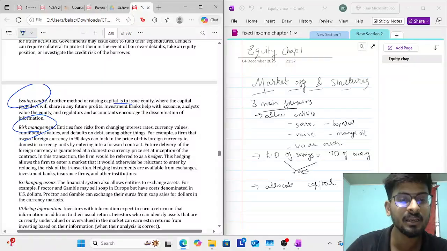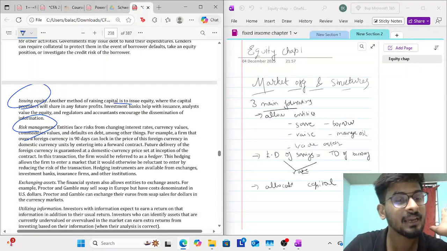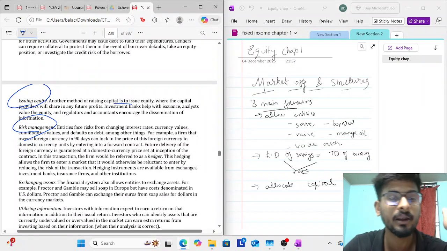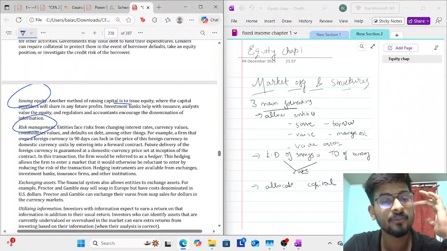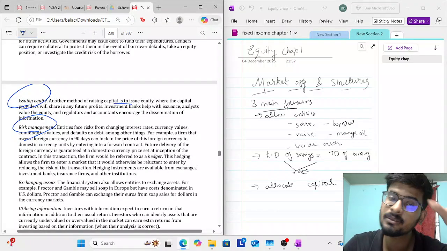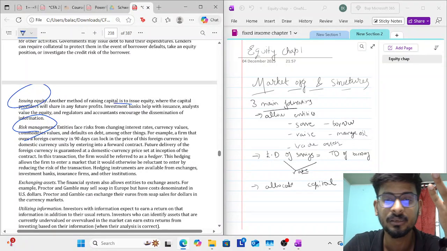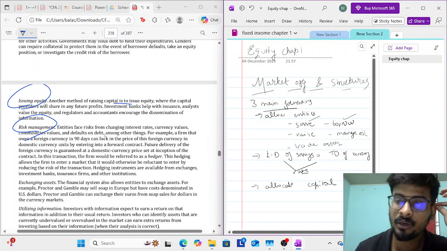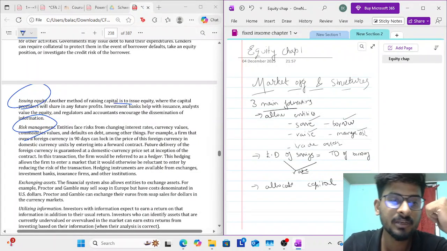In the transaction, a firm would be referred to as a hedger. I told you, this hedging allows firms to enter a market that they would otherwise be reluctant to enter, by reducing the risk of the transaction. Hedging instruments are available from exchanges, investment banks, insurance firms, and other institutions. Simple, no need of any explanation. Okay, we talked about save, we talked about borrow, now we talked about managing risk, we talked about raise. So we are only elaborating on the three main functions.